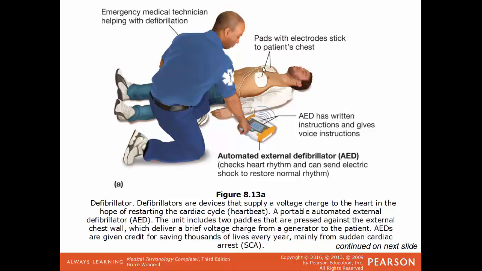So you have the paddles that are placed at certain parts of the chest. The apex of the heart would be down here, and the sternum would be up here. And by pushing that button, that's when the very powerful charge would be introduced into the paddles, causing the patient's chest to violently thrust upward as the heart gets reset.